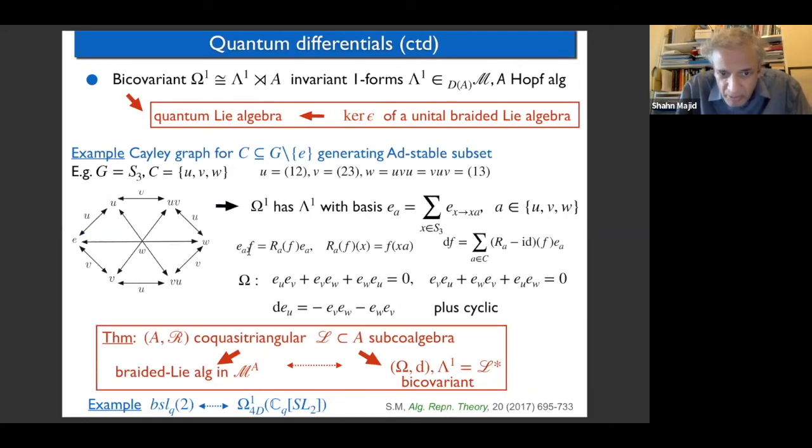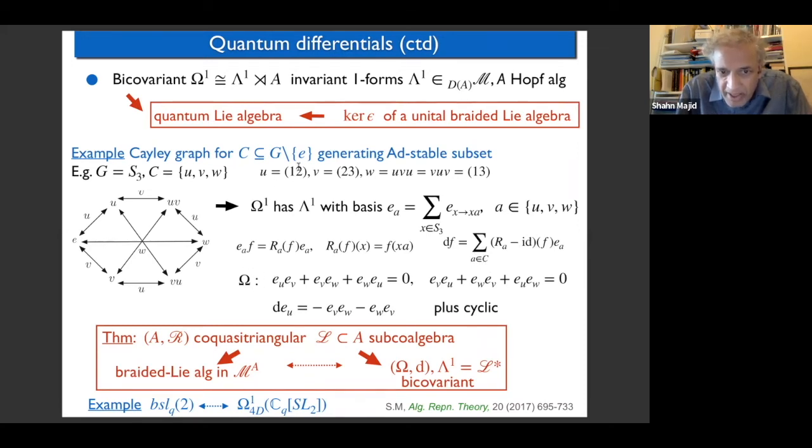So what it says is, if you move f to the right, it gets right translated by a. Here, R_a is the right translation operator of functions on G. And then d becomes right translation minus identity, which is the partial derivative in the a direction. That's a certain well-defined operator on functions on the graph. And this works also in the infinite dimensional case. You should probably take C to be finite, but the group can be infinite.